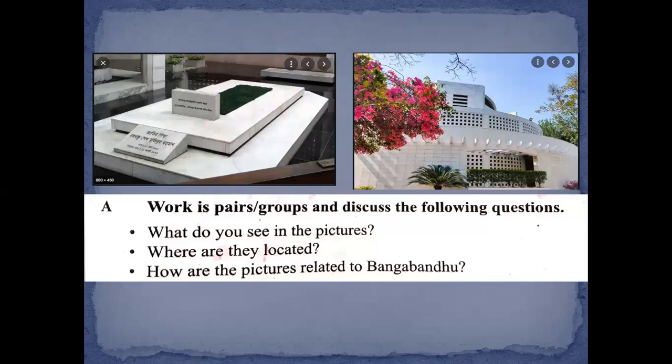Let's see some pictures. Here are two pictures. What do you see in these pictures? Where are they located? How are the pictures related to Bangabandhu? Can you answer these questions? Okay, I'm helping you. This is the mausoleum of Bangabandhu Sheikh Mujibur Rahman. It is in Tungipara. And this is the cemetery or graveyard of Bangabandhu Sheikh Mujibur Rahman.